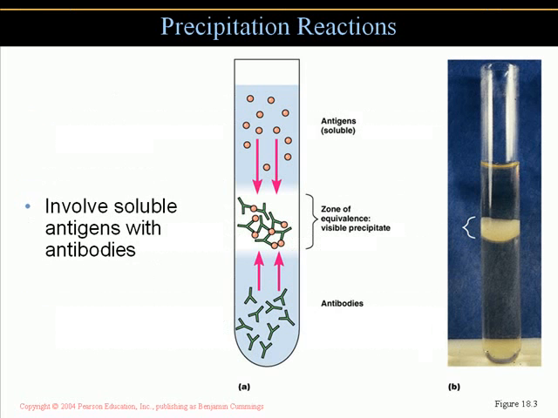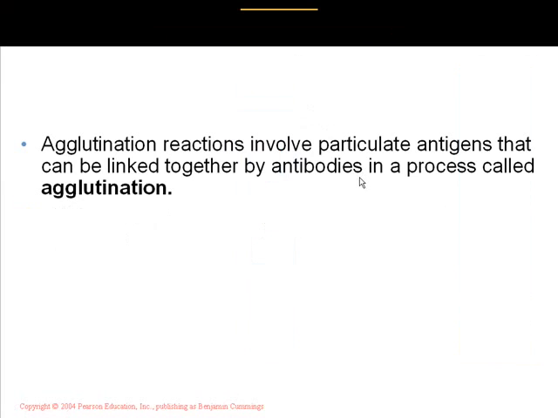The precipitation reaction, again, is seen here. Soluble antigens, you see the zone of equivalence, and then you see the antibodies, which are separated out. This is it in the actual slide. It involves soluble antigens with antibodies.